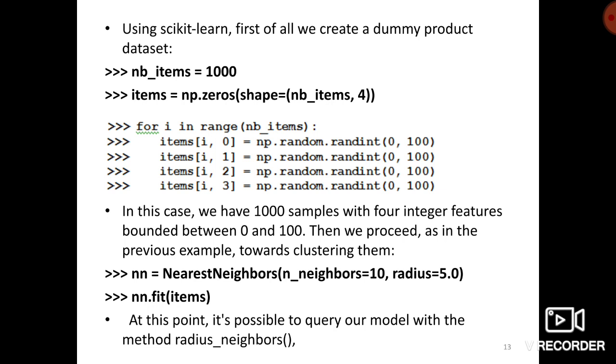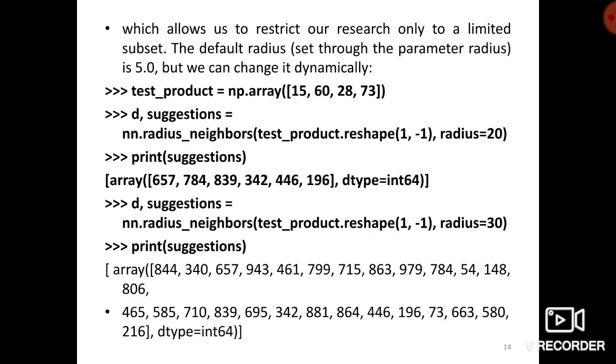Now in this case we have 1000 samples with four integer features, which are bounded between 0 and 100. In the previous example we bounded the rating between 0 and 4 or maybe 5. Here we bound the value between 0 and 100. Then we proceed, as in the previous example, towards clustering. Here again we are using the nearest neighbors clustering algorithm. At this point it is possible to query our model with the method radius_neighbors. Now we are going to see the code, and we will get some different products with their different suggestions in the array. If you observe the values 844, 340, 657, in this way we will get the list of suggestions with respect to the users.